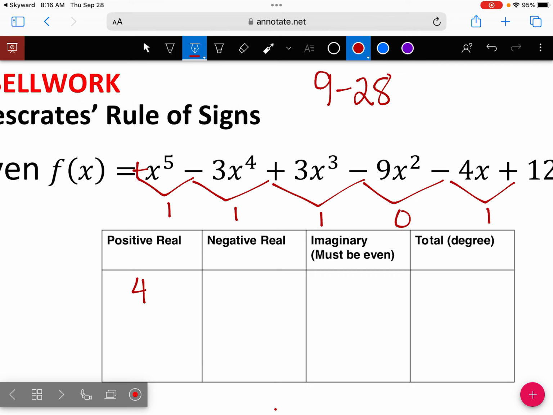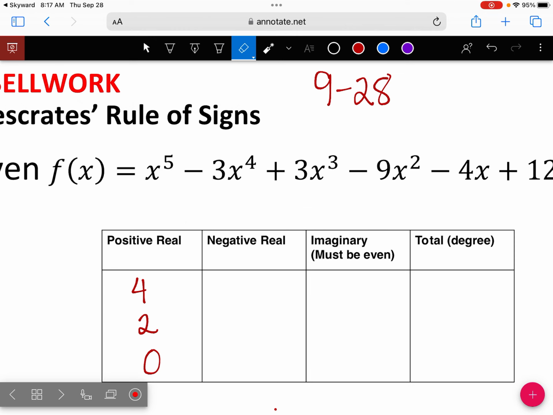Someone really, really smarter than me a long time ago said that you start with that number, but you count back by how many? 2. So if I take 2 away from 4, I could also have 2 positive real zeros, or I can have 0. So there are 3 different numbers that we can put in that first column. When you count your sign changes, that tells you how many to start off with, and then you count backwards by 2 until you get to 0. You cannot go negative.